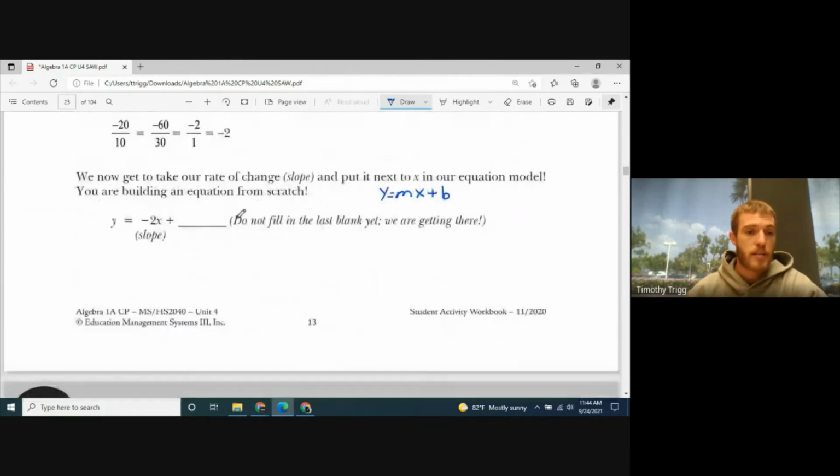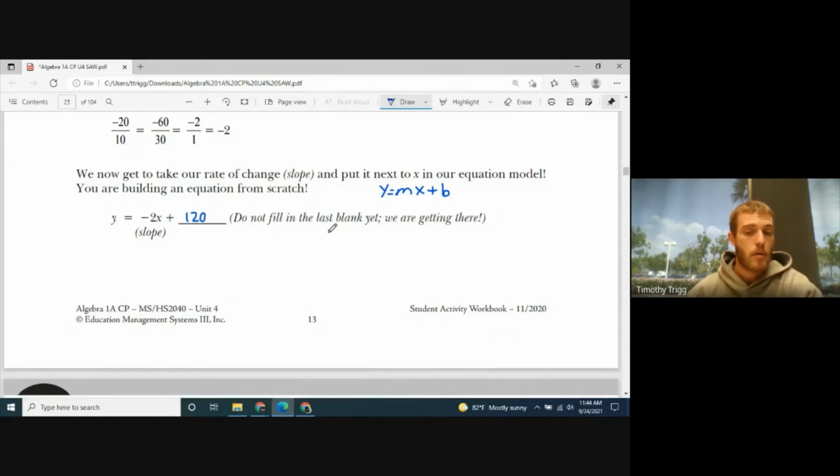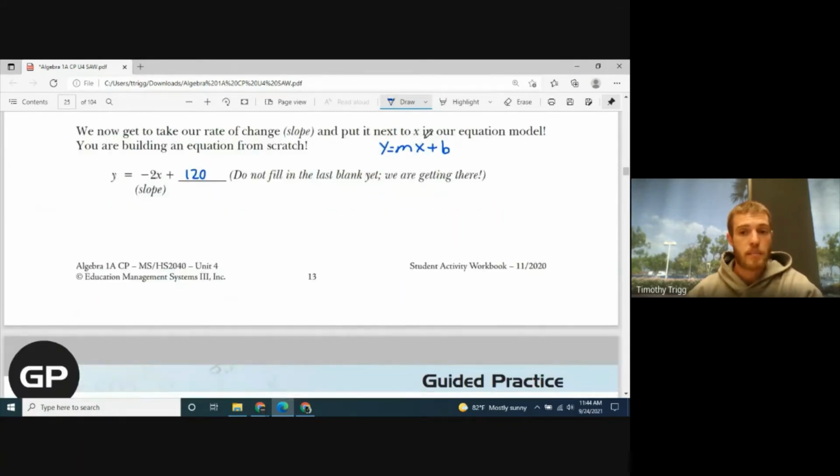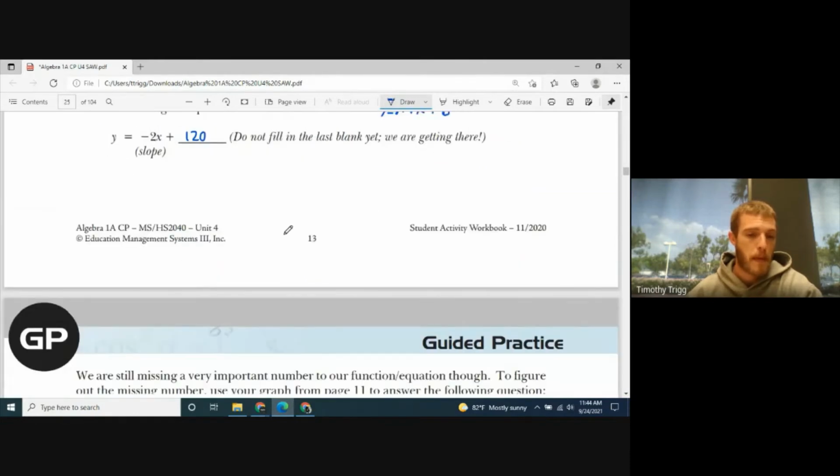Right here where it says, what's our equation? y equals mx plus b. Our b will be 120. So this is the equation of our line: y equals -2x plus 120. So it's y equals the slope times x plus whatever the y-intercept is.